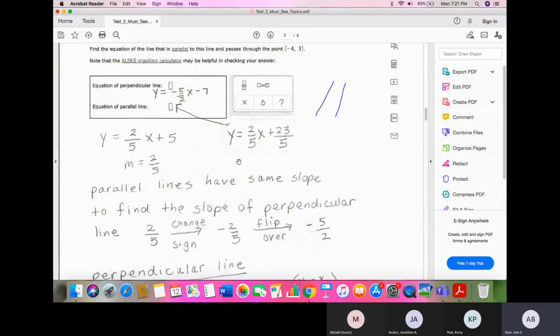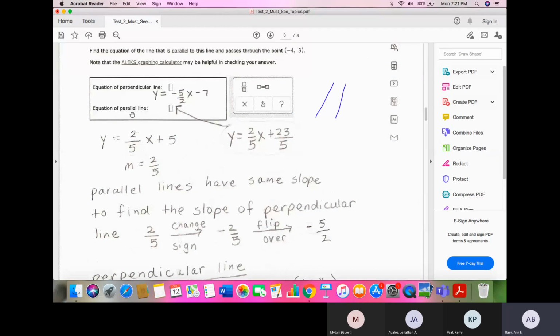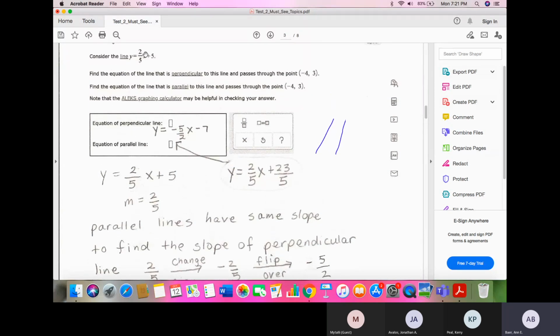So parallel lines have the same steepness and therefore the same slope. So if I want to find the equation of a parallel line to our given line, this slope is 2/5. The slope of any parallel line is also going to be 2/5.